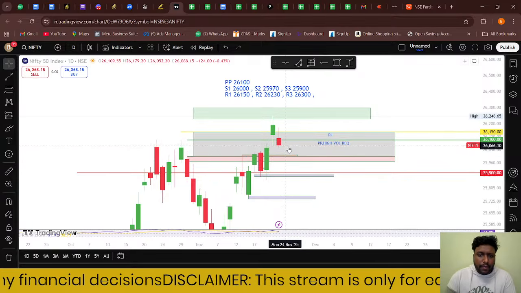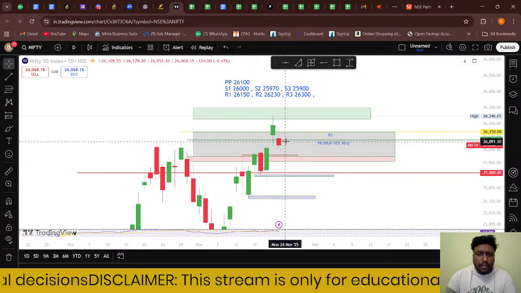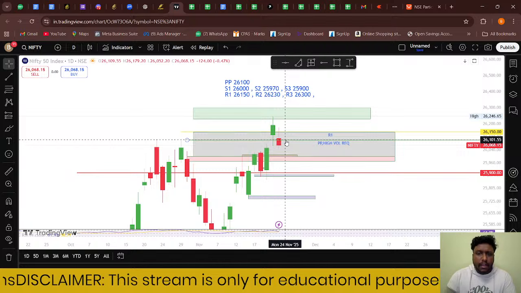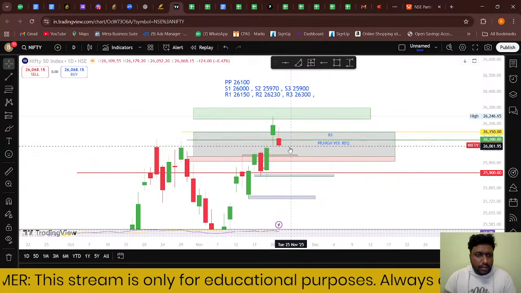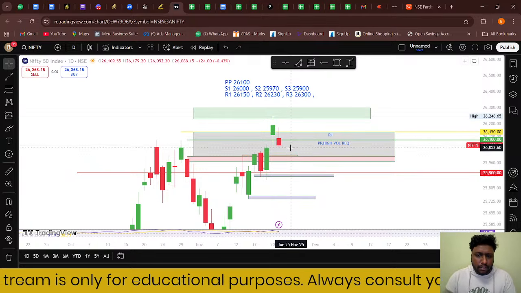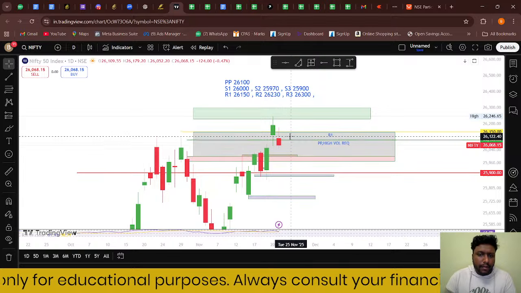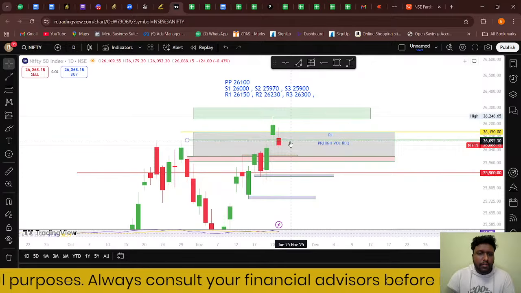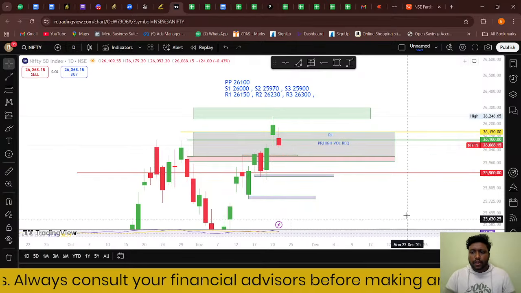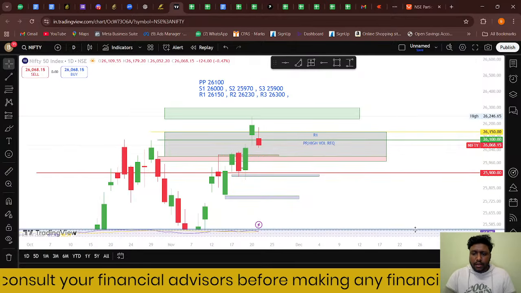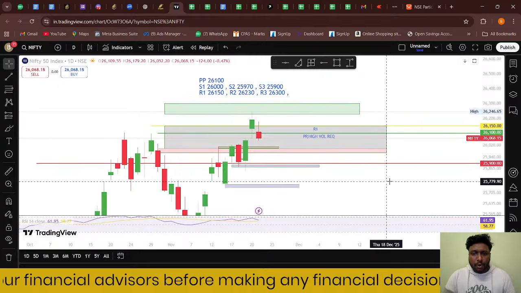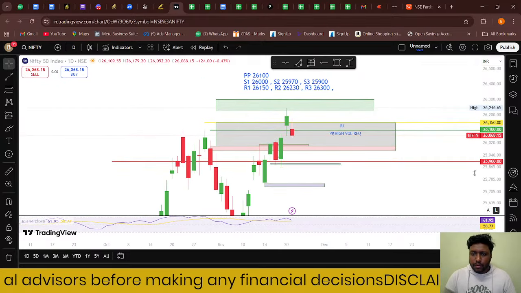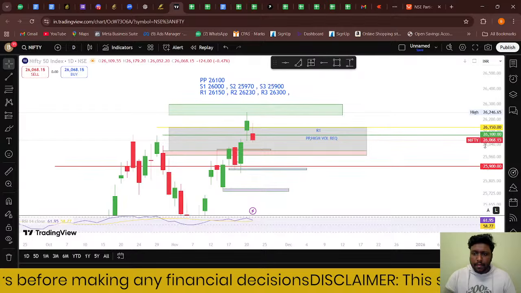So we will wait for this particular entry to happen with respect to this level. Anywhere below this, if it is opening, then we can plan a trade from this pivot line as a reversal, and from this reversal we can plan to the downside. If it is claiming this pivot line and sustaining above this level, then only we can go for a bullish move or bullish trade in the market.